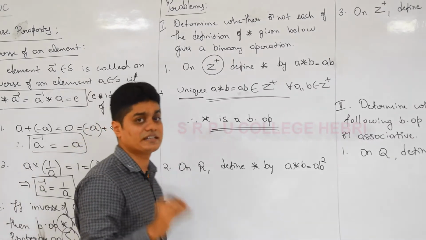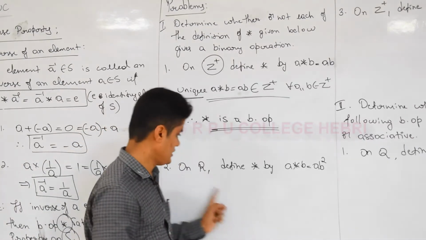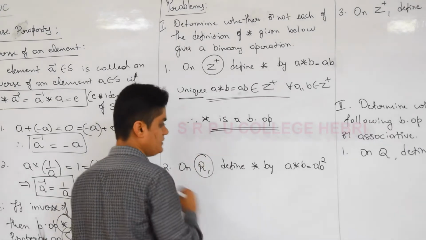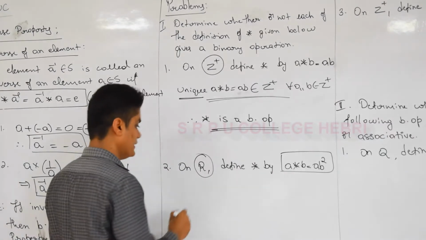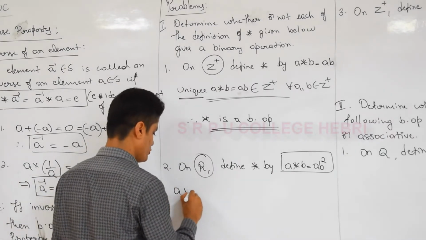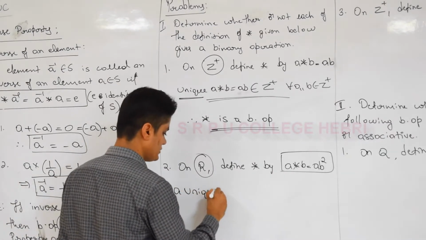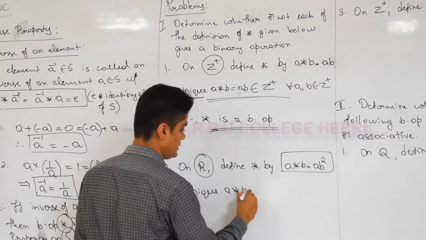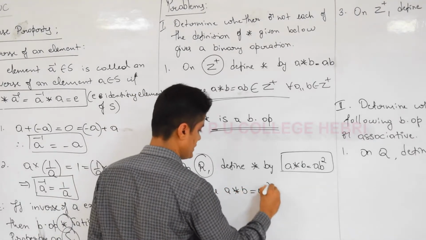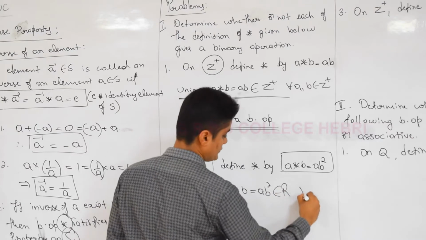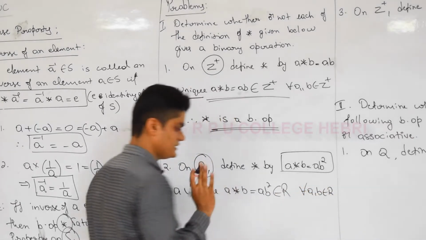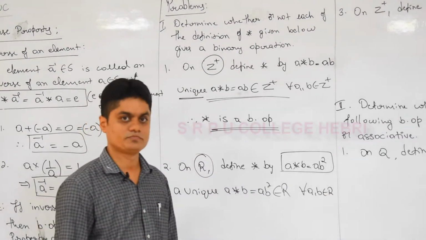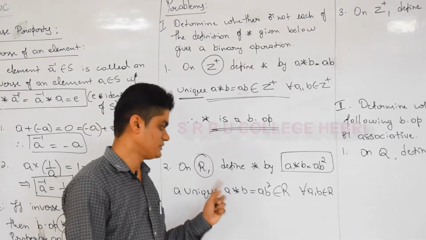You have to check whether the given star is a binary operation or not. The set is real numbers, and the operation is defined like this. Can you tell me whether this is a binary operation or not? You only have to check whether a star b, that is a b square, belongs to R for all a, b belongs to R. Whether this is true or not, you have to check.